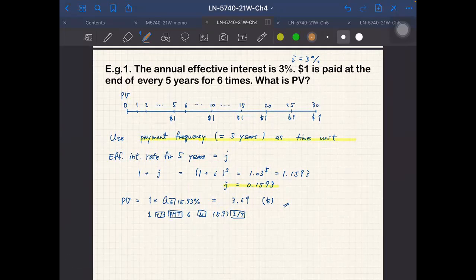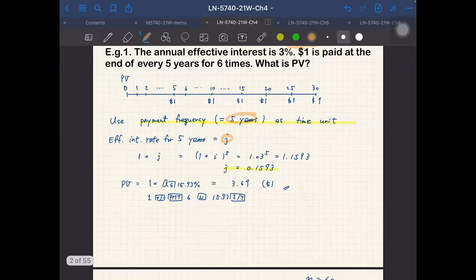If the annual interest rate is 3%, and the payment frequency is 5 years, what's the interest rate for 5 years? To calculate this J is important. You can review the details if you cannot remember them.